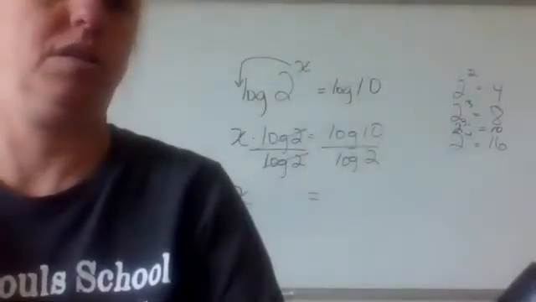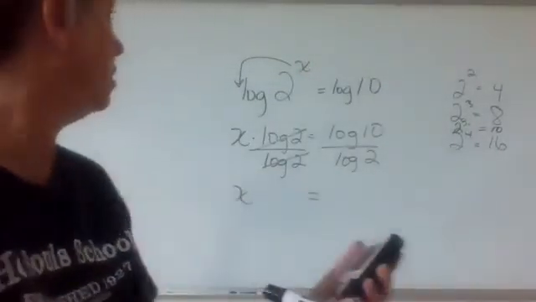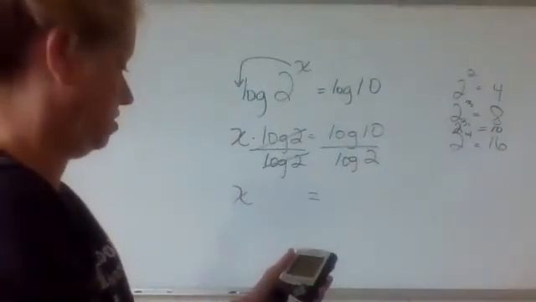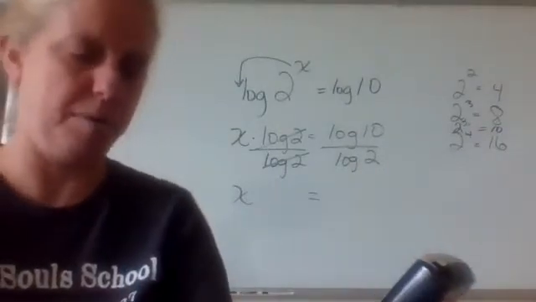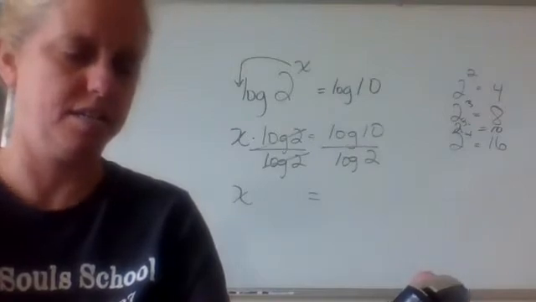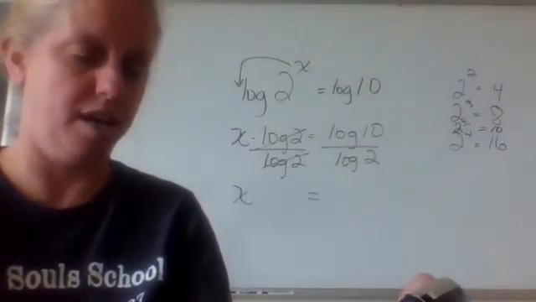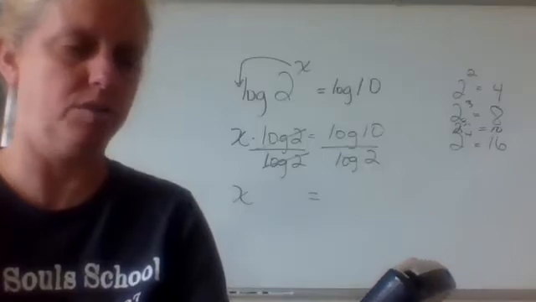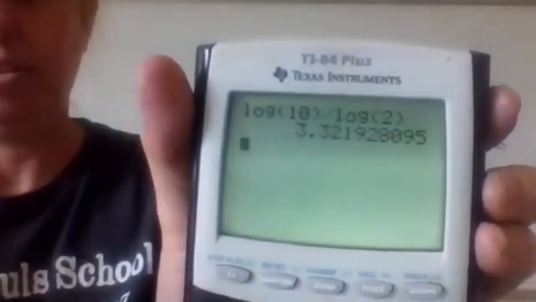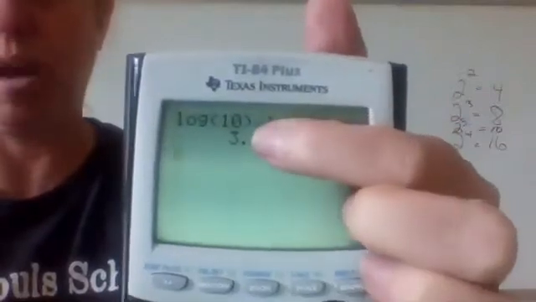Oops. What am I doing? Oh, I forgot my division. Log 10 divided by, which is important, I forgot to put that, log 2 and close it. So there is your 3 point something.